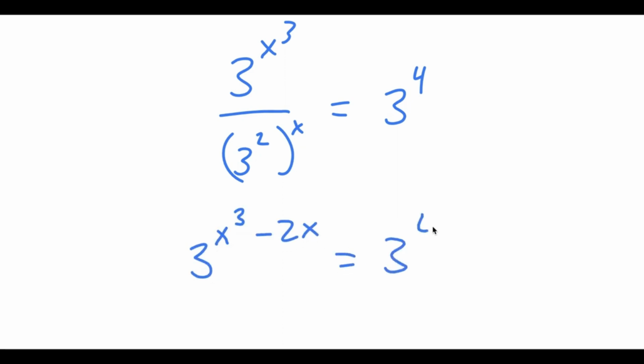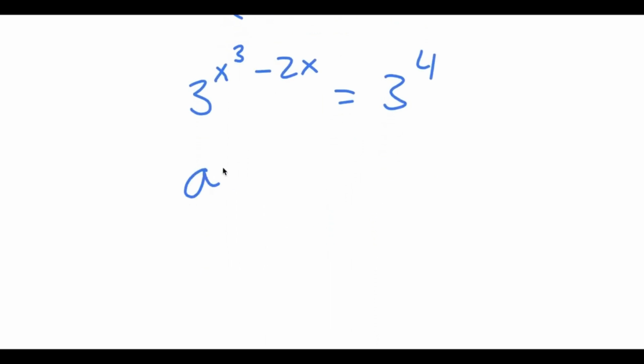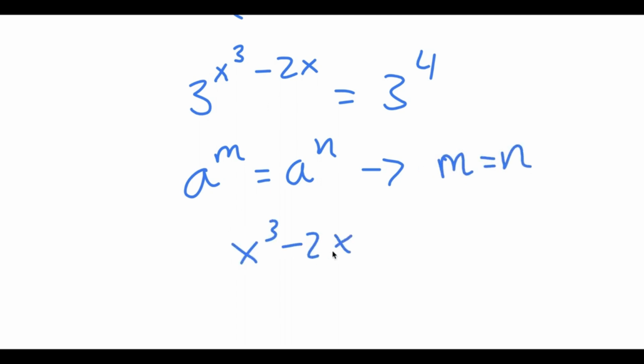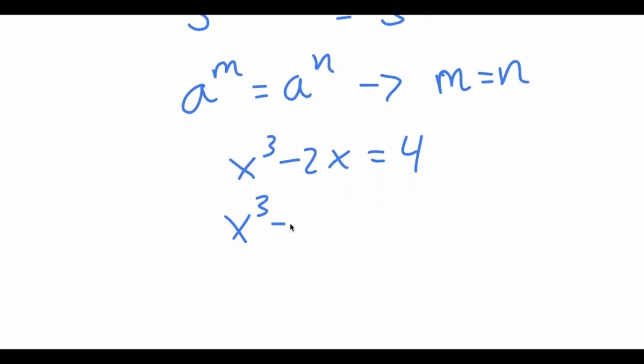is equal to 3 to the power of 4, because 3 to the power of 2 to the power of x, that's going to equal 3 to the power of 2x. And now, if I have something in the form a to the power of m is equal to a to the power of n, then this means that m is equal to n. So in this case, x to the power of 3 minus 2x is equal to 4, meaning x to the power of 3 minus 2x minus 4 is equal to 0.